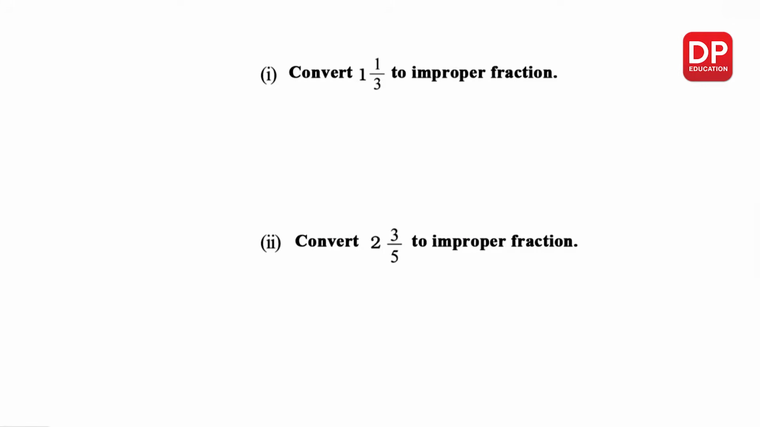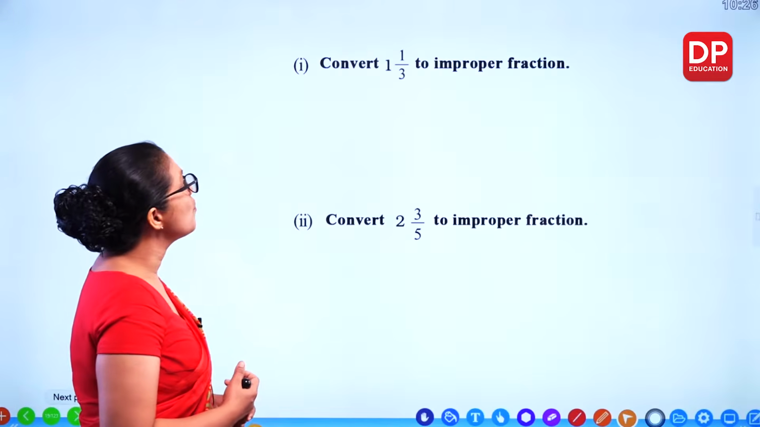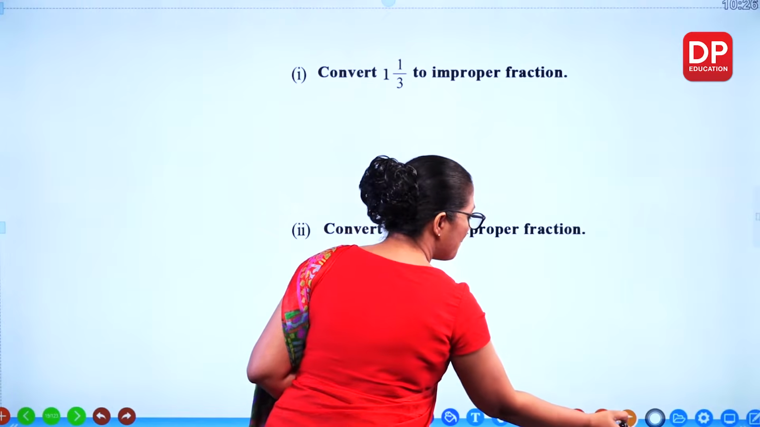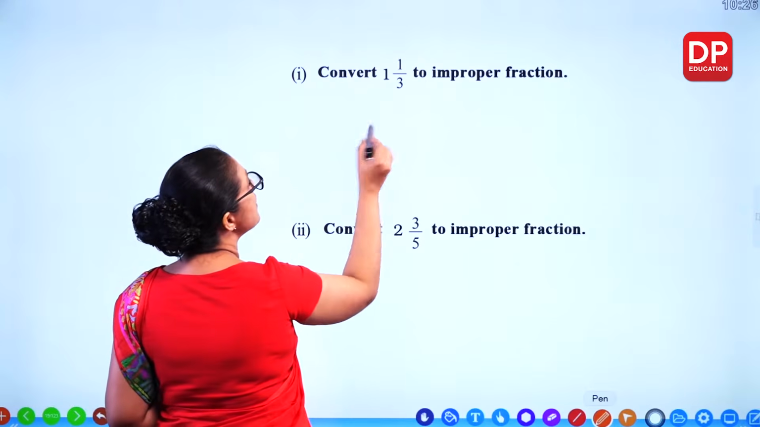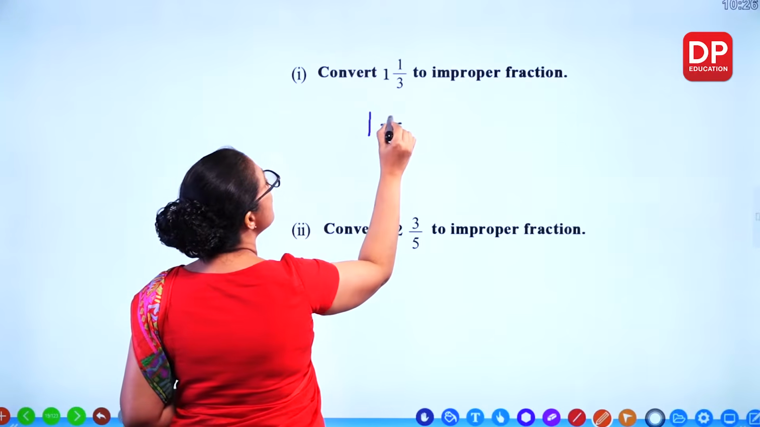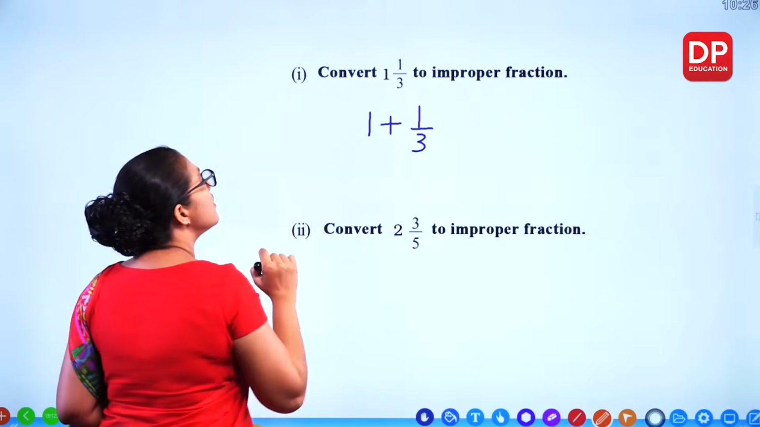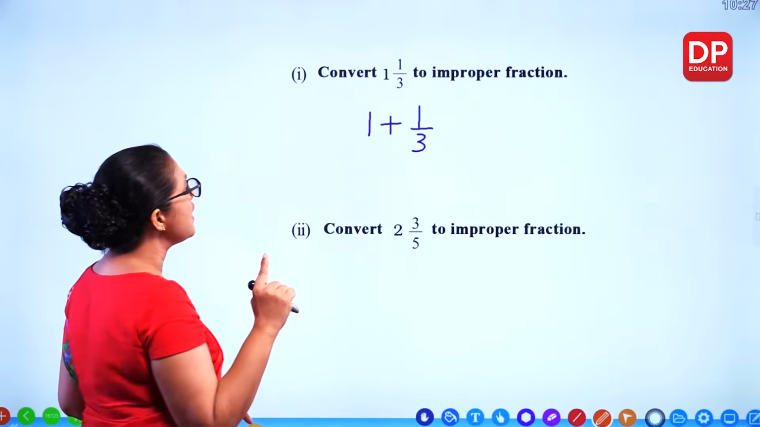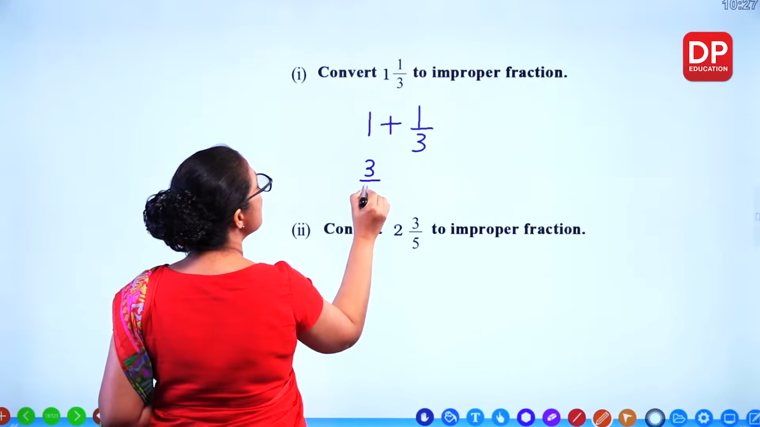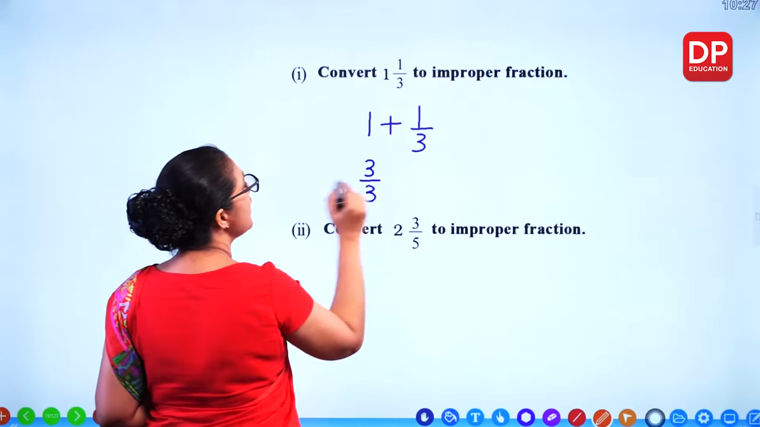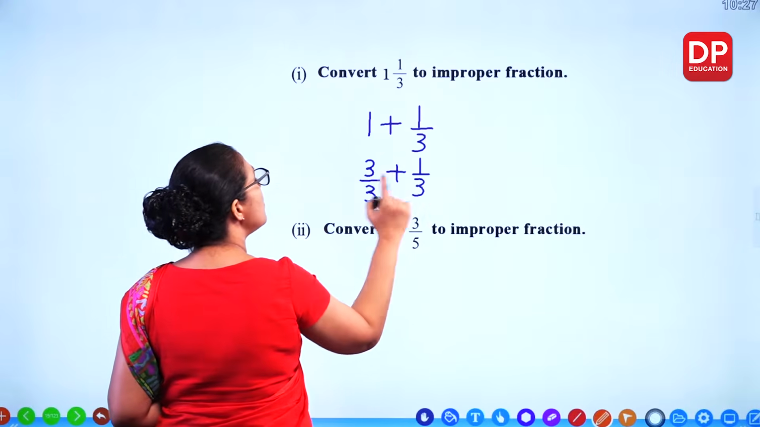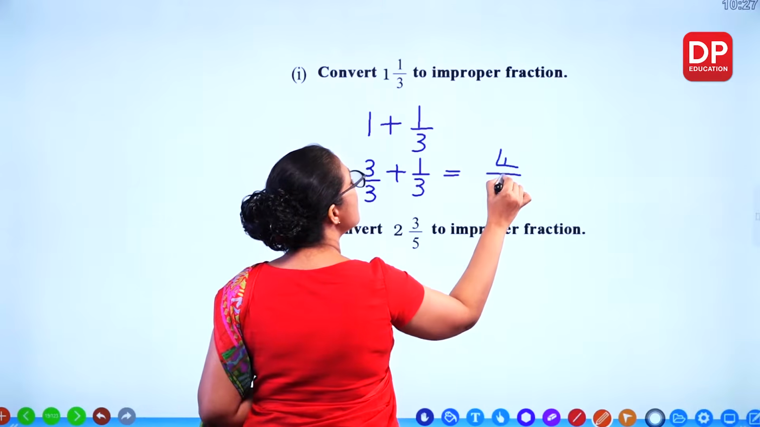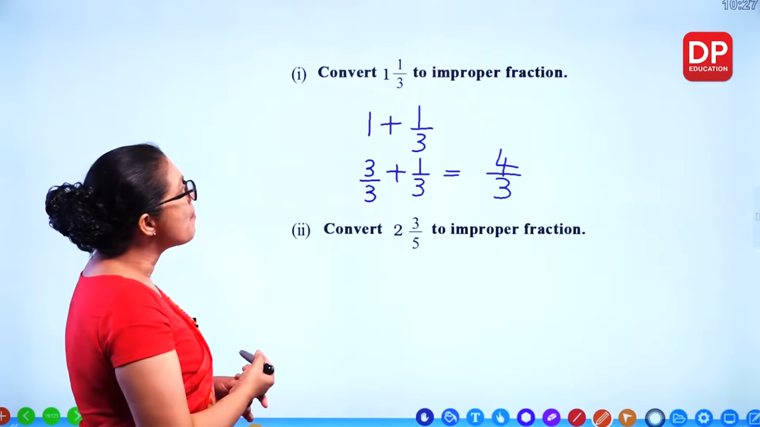Convert 1 and 1/3 to an improper fraction. So how do we convert 1 and 1/3? That's a mixed number. One and 1/3 is a mixed number. I can write 1 plus 1/3. So 1 means I can write the equivalent fraction with denominator 3. Multiply both the numerator and the denominator by 3. I can write 3 over 3 instead of 1. Now, same denominator, I can just add it. 3 plus 1, 4. So 4 over 3. This is an improper fraction.